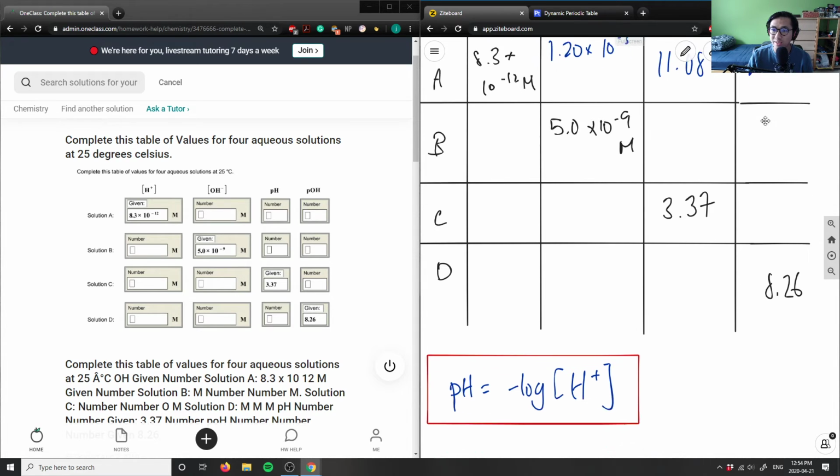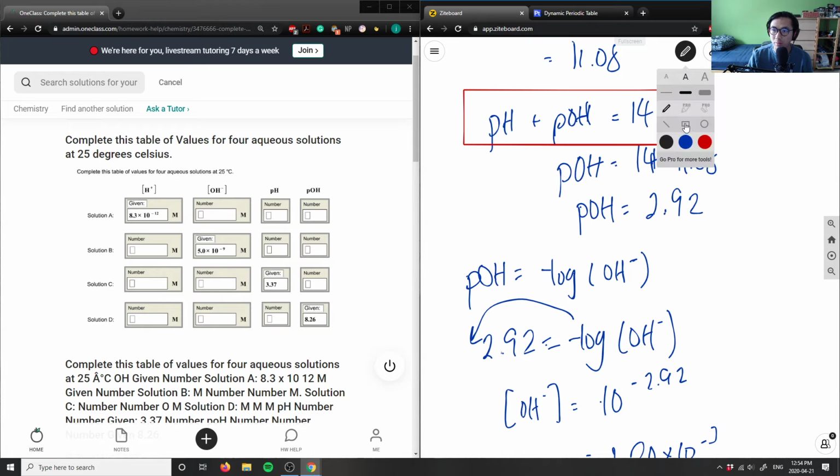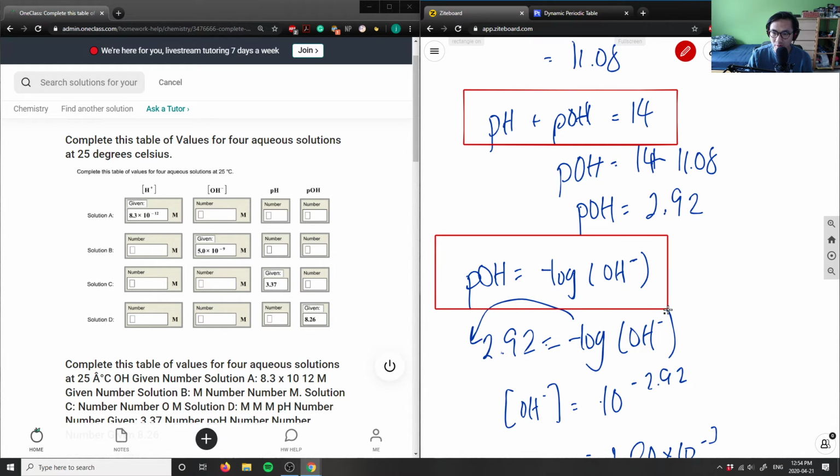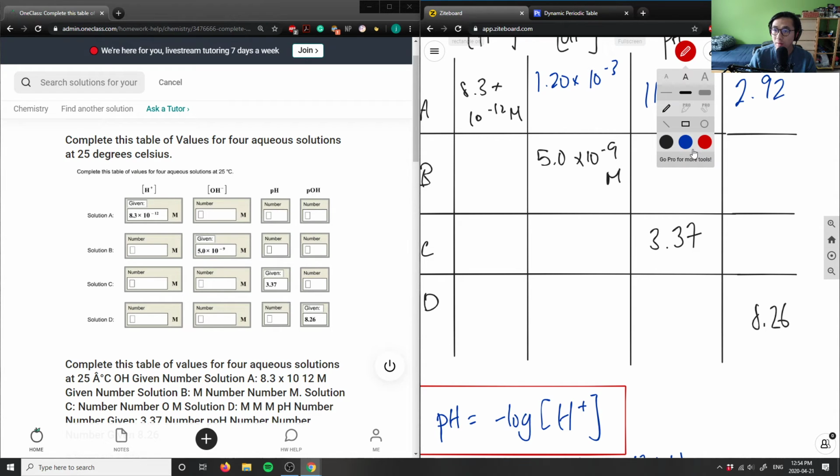So again, I'm using the exact same formula. I'm going to use this one here. I told you I would box it for you. I would use this formula here to figure out my solution, right? So pOH would equal negative log of 5.0 times 10 to the negative 9, which is the concentration of our hydroxide ions. In this case, 5.0 times 10 to the negative 9 would give me 8.30. So I can simply put 8.30 in our pOH column.